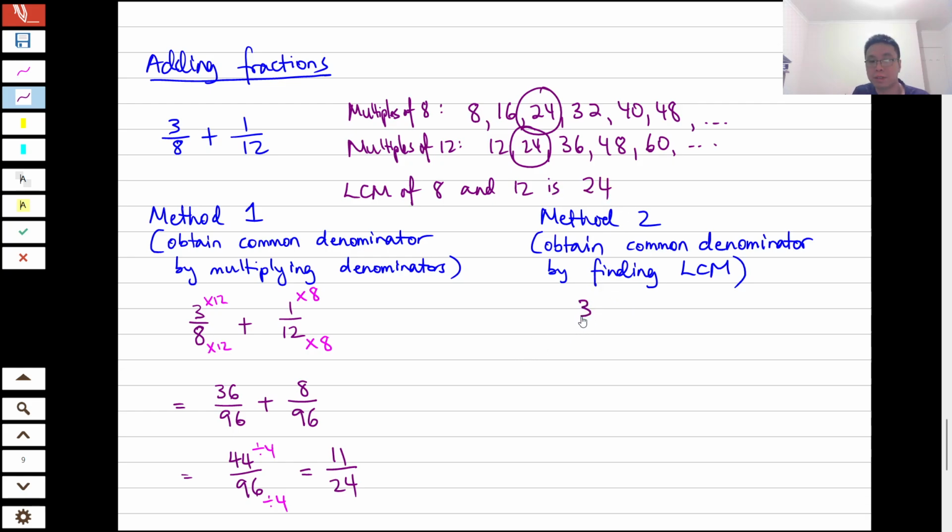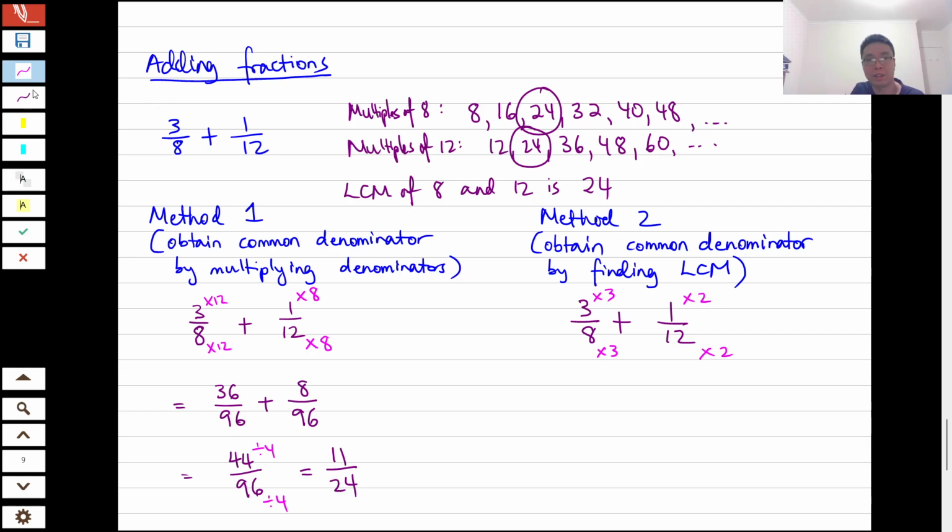And so to get from 8 to 24, what I need to do is multiply by 3. Similarly, to get from 12 to 24, what I need to do is multiply by 2.